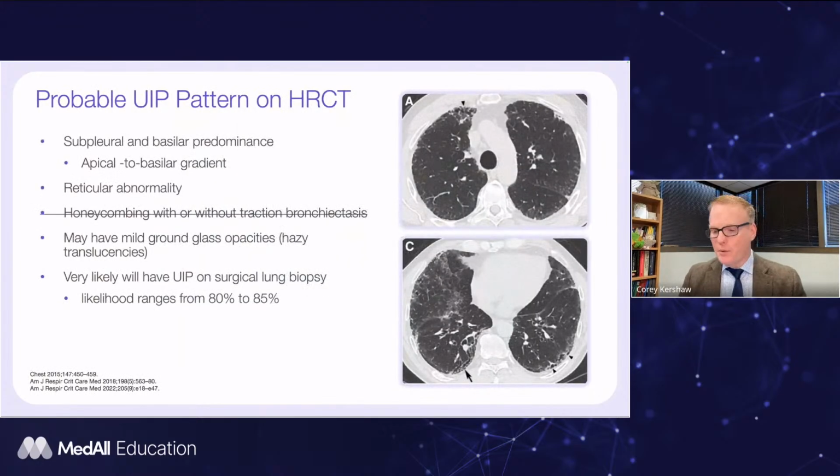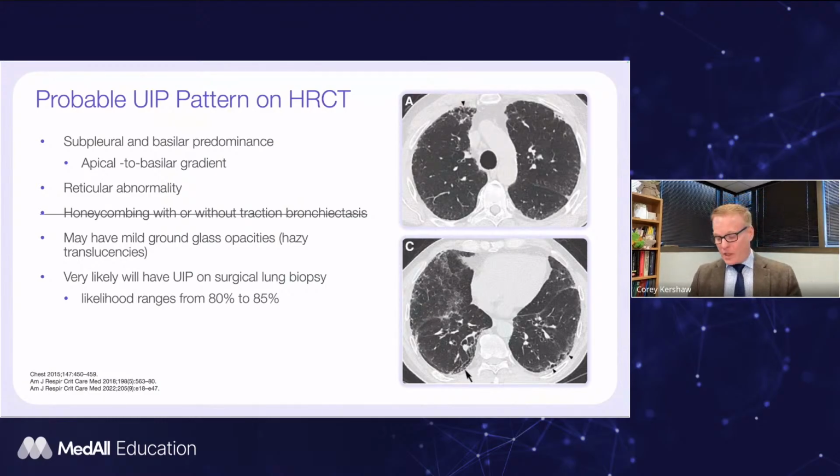So what's a probable UIP pattern? Basically, it's everything but the honeycombing. Apical to basilar gradient, reticular abnormalities. You could have a few of those discordant features, but it cannot be a dominant feature. Mild ground glass opacities, you see some of that on the CT scan here. If you have three of the four, everything but the honeycombing, you also very likely will have UIP on surgical lung biopsy, up to 85% concordance with a probable UIP pattern. So another example of someone that should never have a lung biopsy.